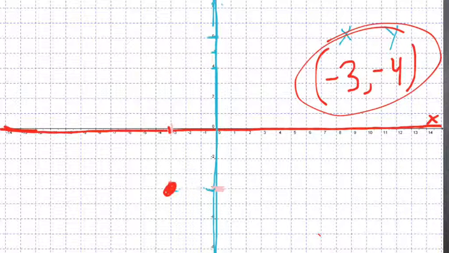So let me erase all this. That is the ordered pair plotted on the graph. It's your job to know how to read points, aka ordered pairs, and it's your job to know how to plot points, aka ordered pairs. Does that make sense? Yes.